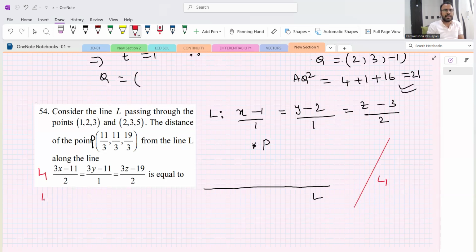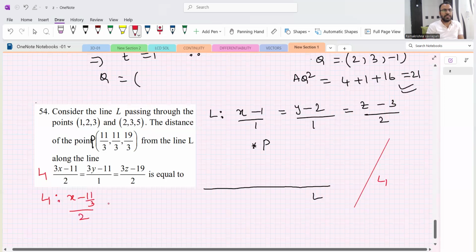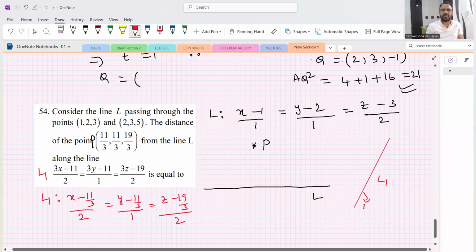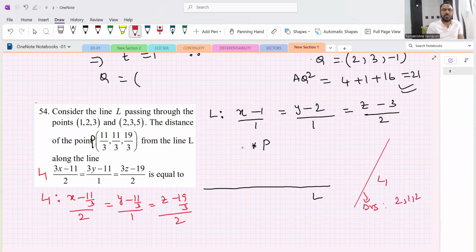This is the line 1. You rewrite the line 1: (x minus 11 by 3) by 2 is equal to (y minus 11 by 3), okay, no problem at all, equals (z minus 19 by 3) by 2. So what are the DRS of this line? We want only DRS 2, 1, 2. So we have to measure the distance like this, parallel to this.